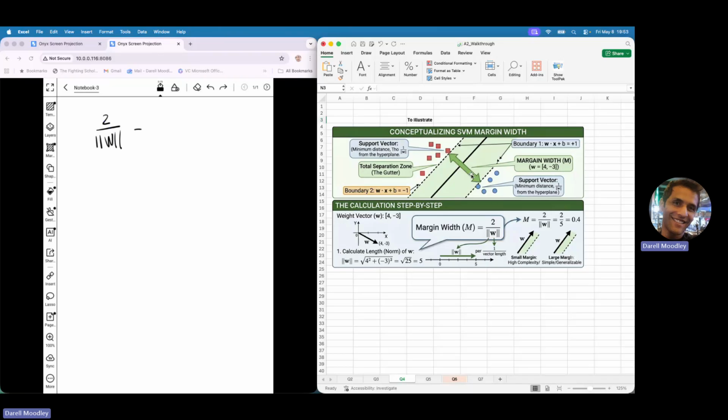And I'll just call it M. You can call it whatever you want. I'm just going to use M because I need to assign it to some variable. Now W is what's given to you. That's your normal vector. W is the normal vector.